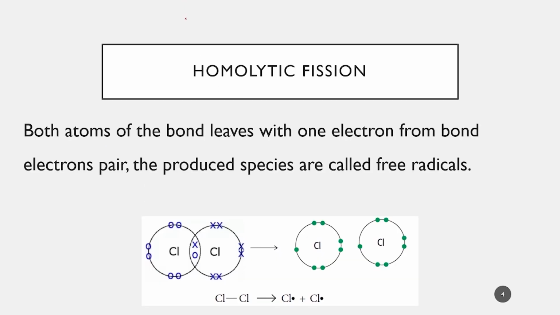Let's start with the homolytic fission. In case of homolytic fission, we all know that a covalent bond forms due to the sharing of two electrons between two atoms. In the homolytic fission, the breaking of the bond ends up by allowing each atom to take away its electron back again. So in case of Cl2, you will have two Cl atoms. Each one of them will have only 7 electrons in the outermost shell. The produced species we call radicals.